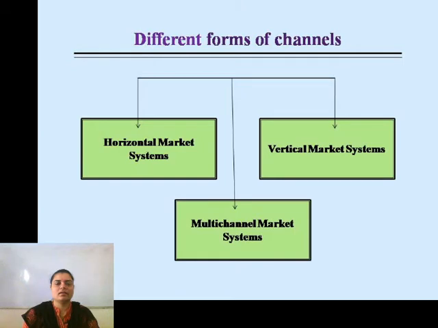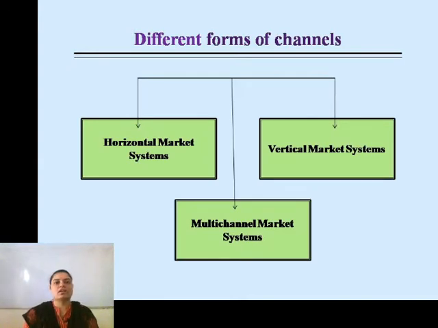As you can see, there are three different forms of marketing systems or marketing channels here. The first one we have is the horizontal market system, then we have the vertical market system, then we have the multi-channel market system. We will see these one by one. First thing first is the horizontal marketing system.